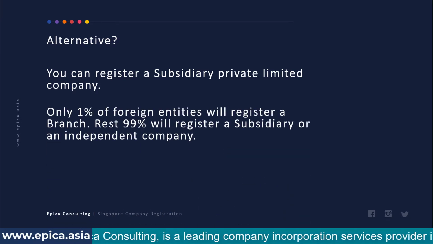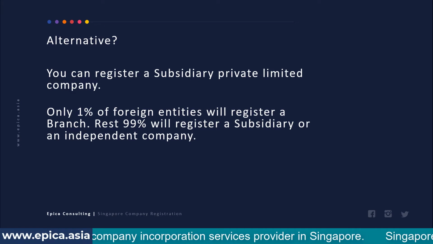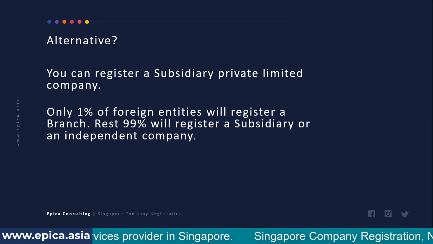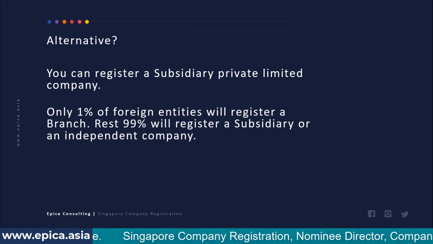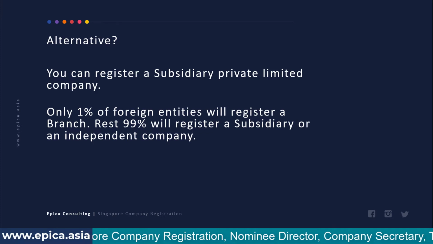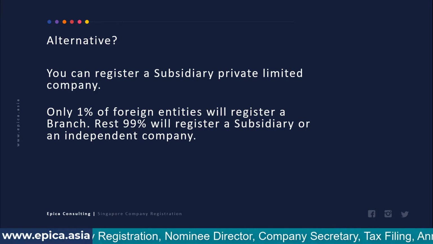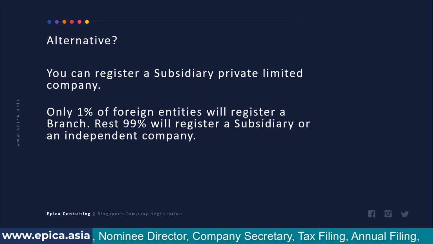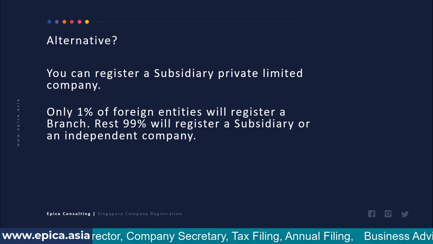In practice, only 1% of the foreign entities wishing to register a company in Singapore will register a branch. The remaining 99% will register a subsidiary or an independent limited company. So the choice here is very clear. The majority of the companies intending to register operations in Singapore will prefer a subsidiary entity over a branch.